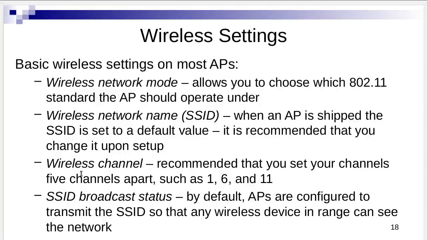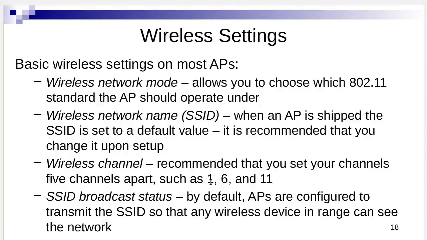So each one of these bands will have multiple channels, and in the US, I believe, we use a certain number of them. I forgot which ones, but 1, 6, and 11 definitely work in the US. In Japan, they use a different set of channels. And so typically it's recommended that you use channels that are 5 apart. These are different points in the frequency spectrum of whichever band you're using.